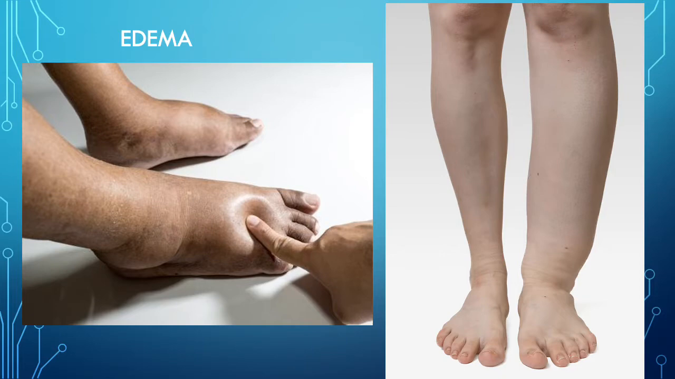So here's some examples. So you can definitely see that pitting edema there on the left. And then you also want to know, when you're looking at edema, is it bilateral? Is it one leg? Is it 2 legs? Because this can tell us a lot about what the patient is experiencing.